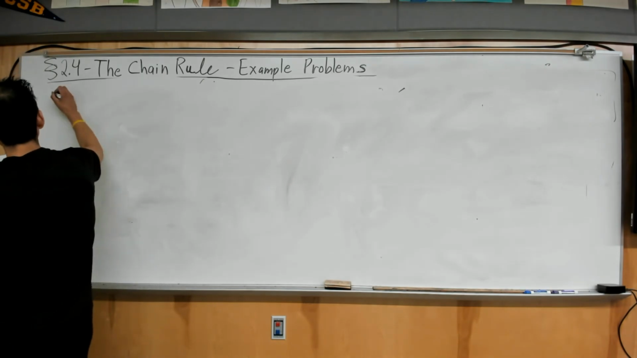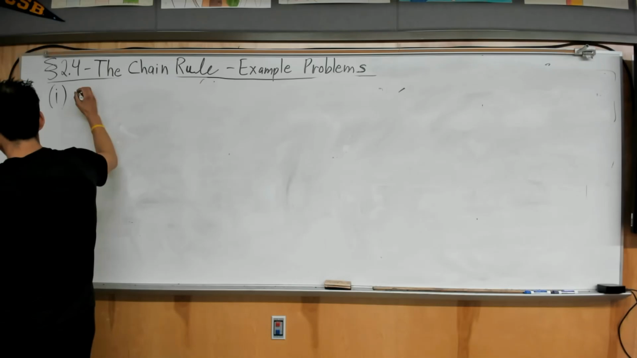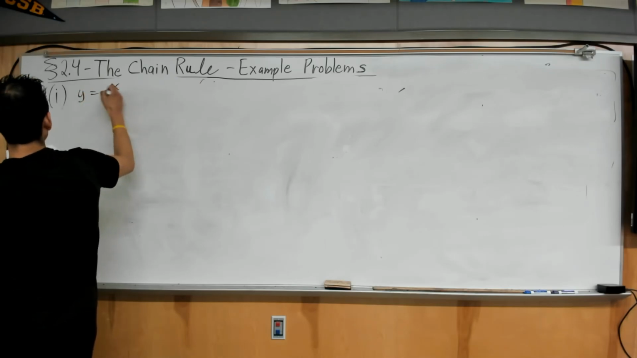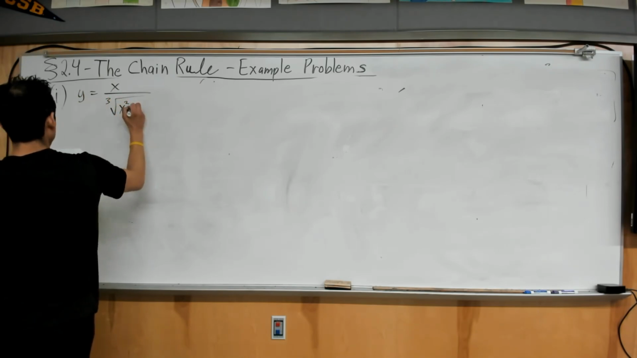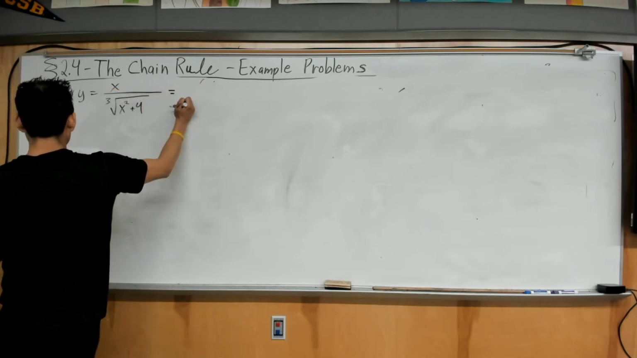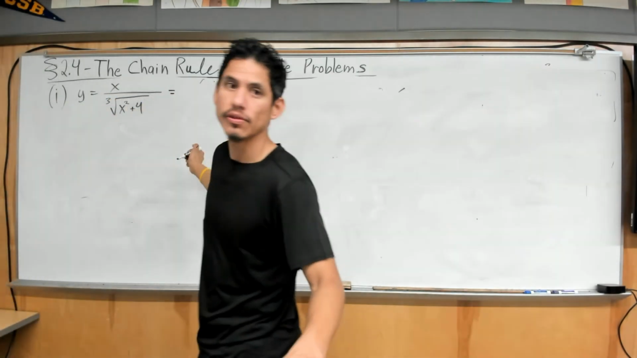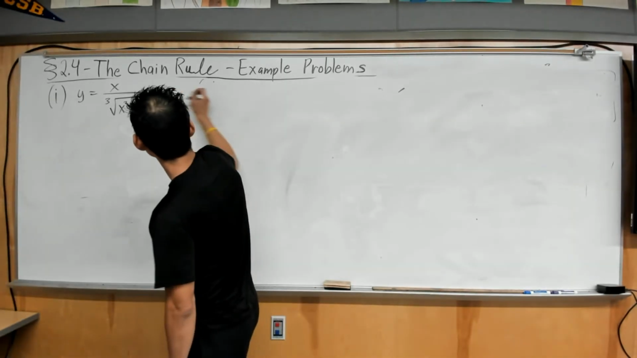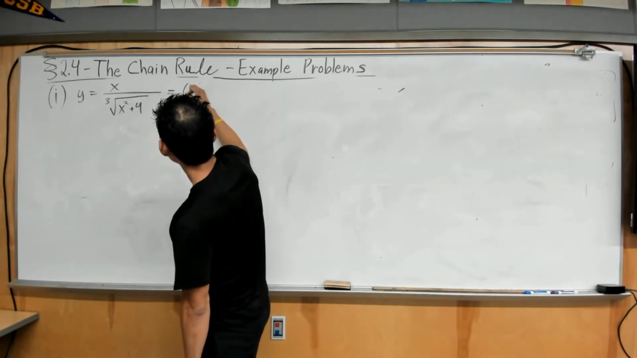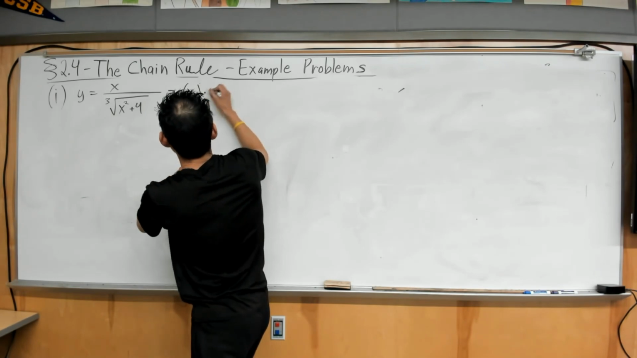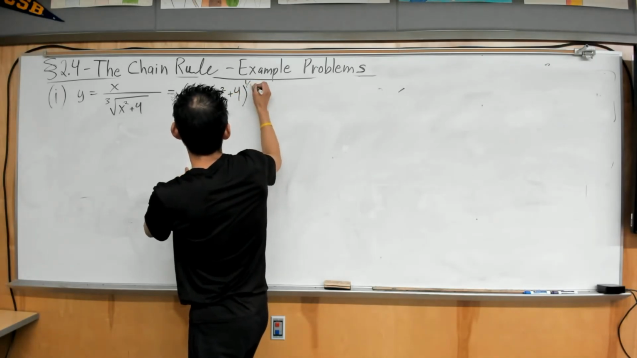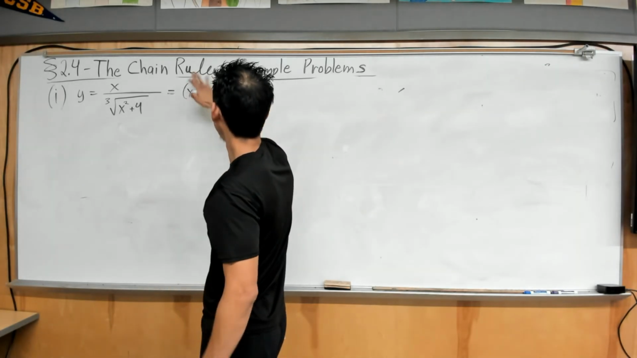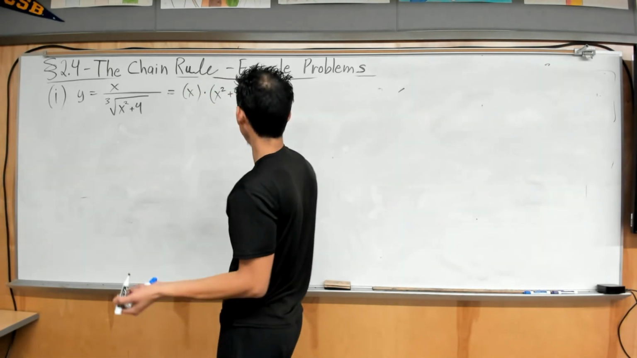All right. So the final one, number 5. We have y equals x over the cube root of x squared plus 4. And again, avoid the quotient rule because the quotient rule is evil. So we're going to have x times x squared plus 4 to the 1/3 power. It's the same thing. And so we have product rule again.